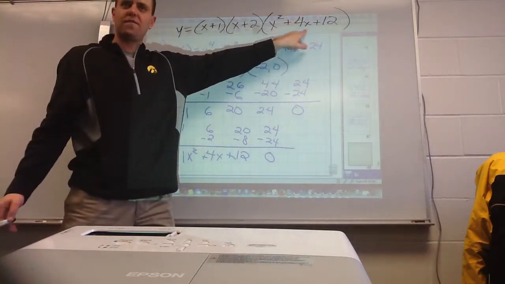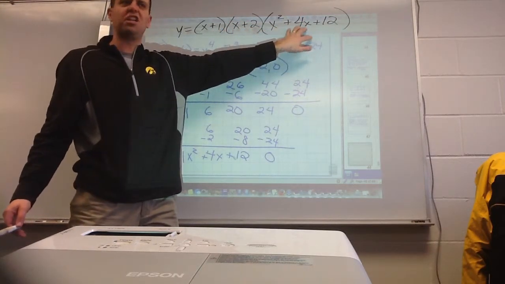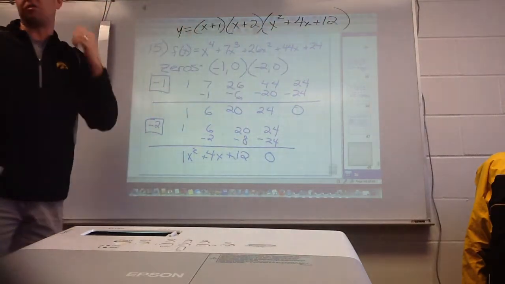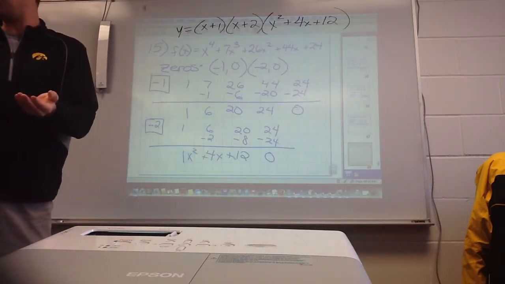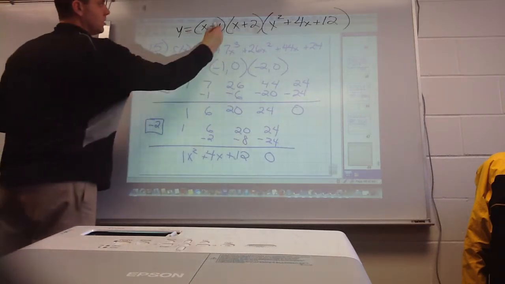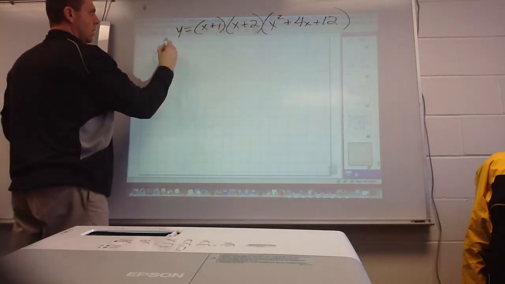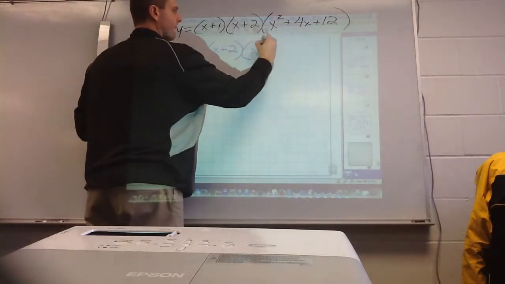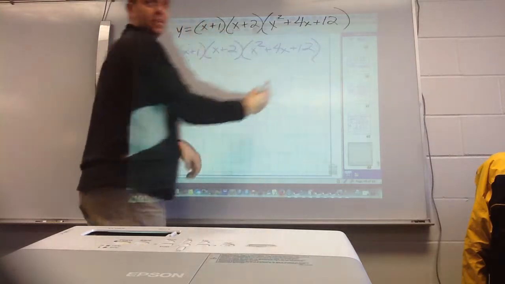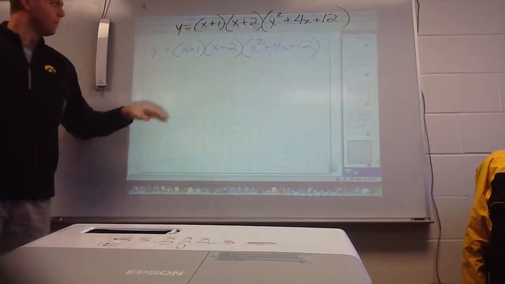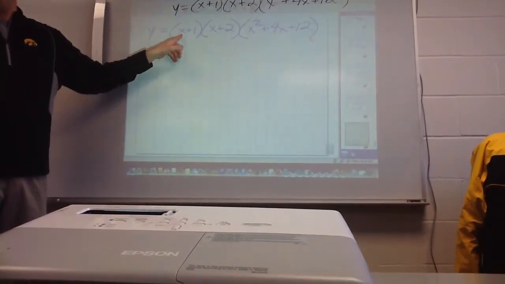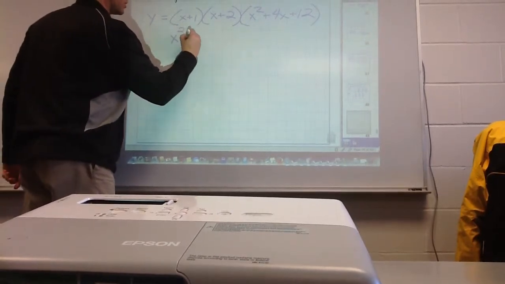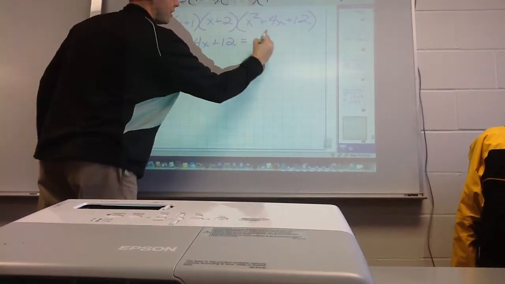This is not factorable, but can we still set it equal to 0 and solve for x? Can we still find the zeros? Absolutely. I'm just guessing the answers are going to be imaginary. Questions? So, we know -1 is a 0. We know -2 is a 0. We just don't know what these zeros are. So let's set that equal to 0. x squared plus 4x plus 12 equals 0.